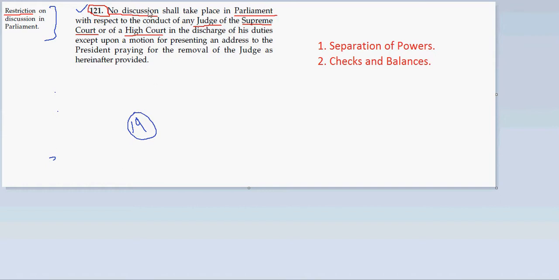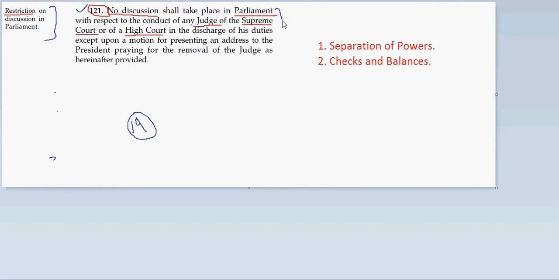It says, no discussion shall take place in Parliament with respect to the conduct of any judge of the Supreme Court or of a High Court in the discharge of his duties except upon a motion for presenting an address to the President praying for the removal of the judge as hereinafter provided.